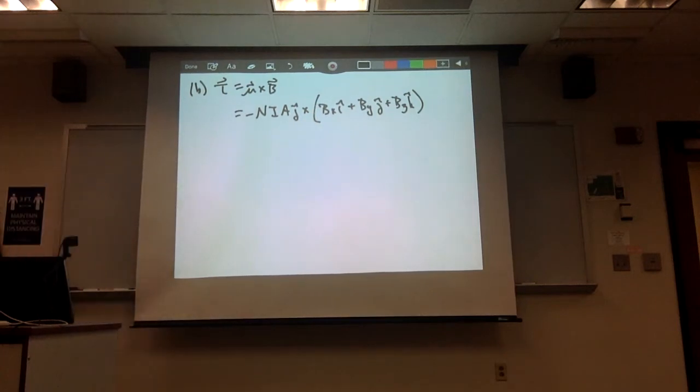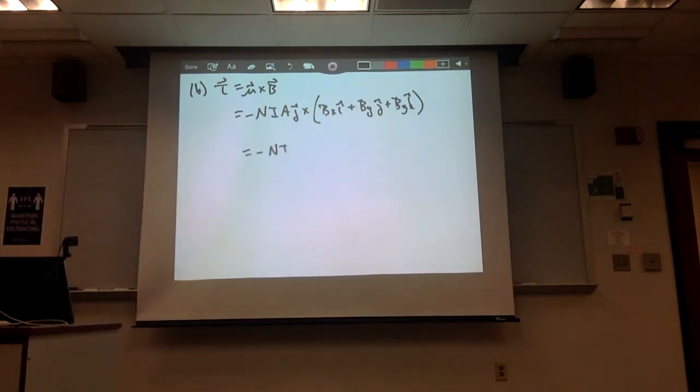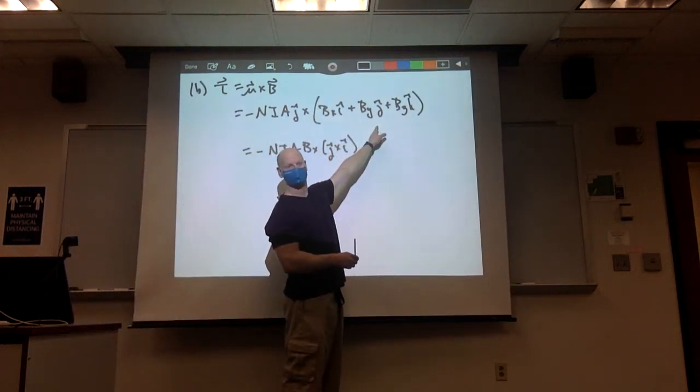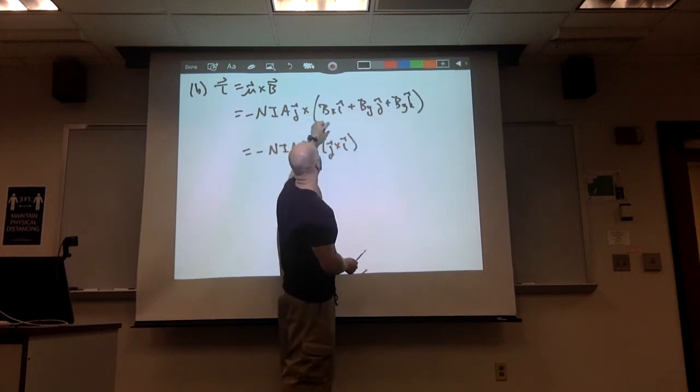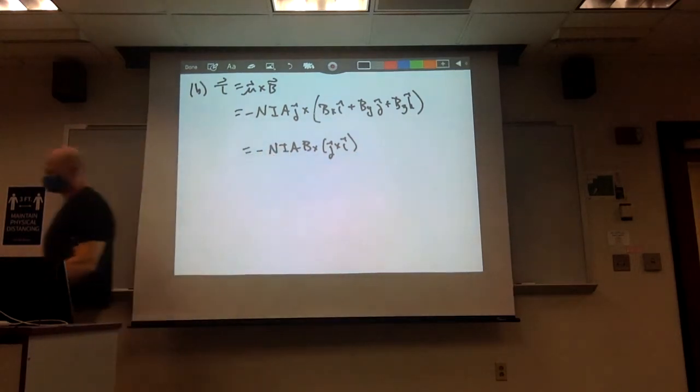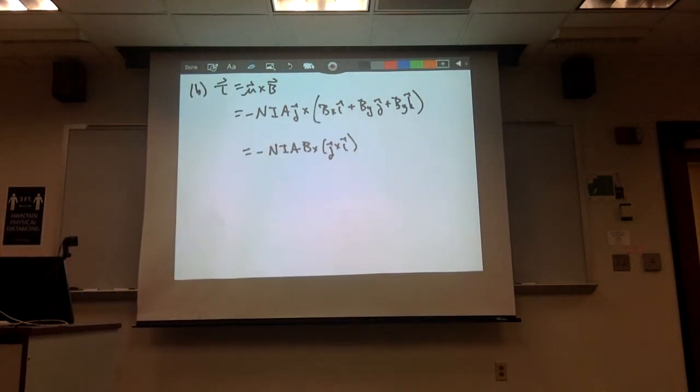So let's write out that one. It's going to be equal to negative NIA Bx, and we're going to get a J crossed with I. Good. Is J perpendicular to J? No, that's parallel, so that cross product gives me 0. And then is J perpendicular to K? Yes. So then I'm going to get a negative NIA Bz J cross K.